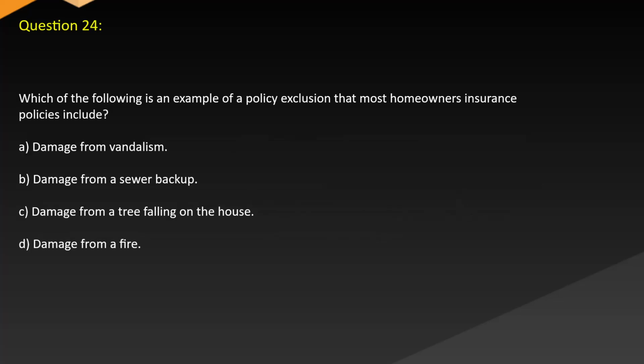Question 24. Which of the following is an example of a policy exclusion that most homeowners insurance policies include? A. Damage from vandalism. B. Damage from a sewer backup. C. Damage from a tree falling on the house. D. Damage from a fire.